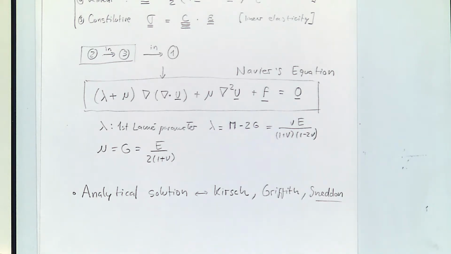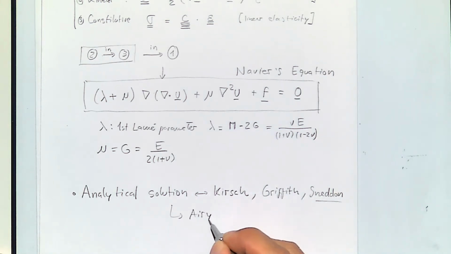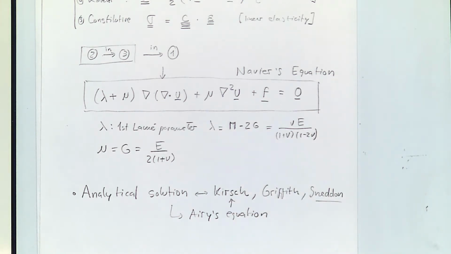There are some other methods that we're not going to see, but like, for example, the Airy's equations that allows you proposing a solution to derive what is the actual solution for a problem, and actually Kirsch is based on that Airy's equation. But we're not going to see that, okay? That's one method to solve this particular equation.